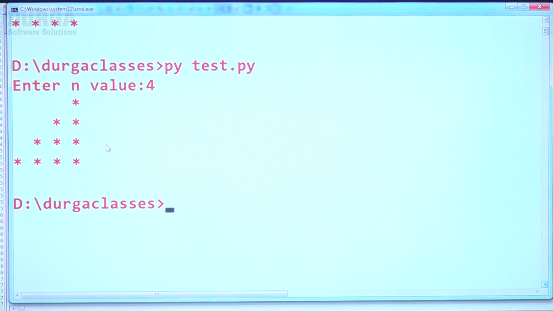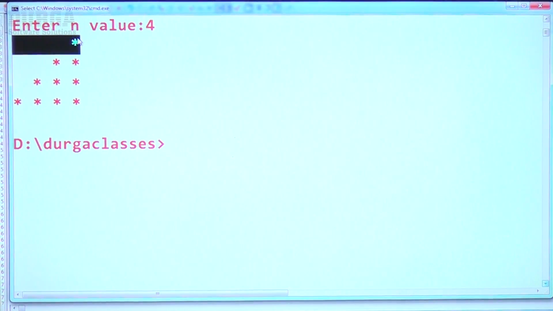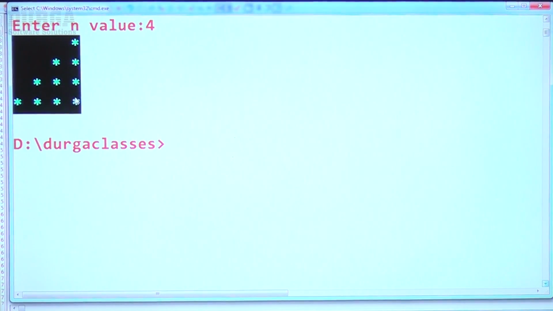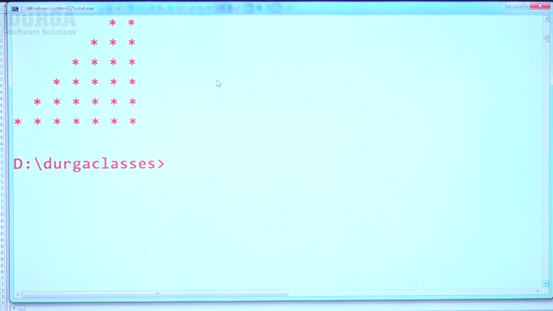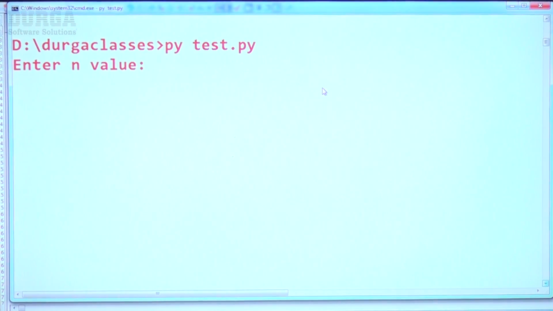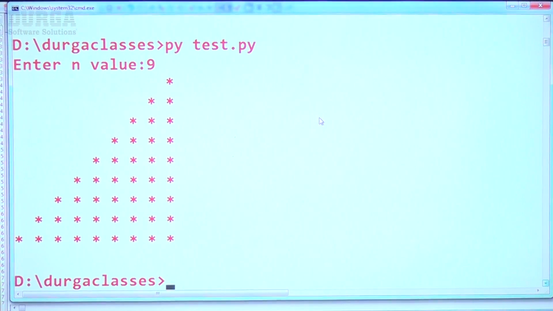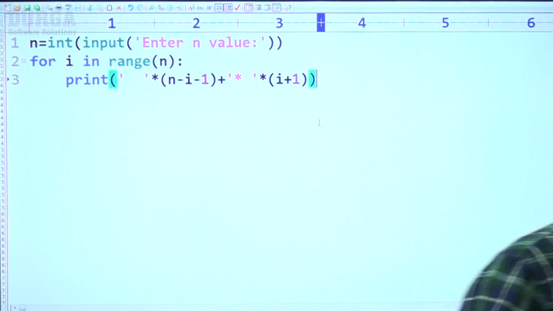Yes, perfect. Are you in the position to see, right? Yes, perfect here. So here, some multiple spaces followed by a star, next some spaces followed by 2 stars, 3 stars, and like that the first half of our required pattern is ready. Let me take n is equal to 7. Yes, perfectly it's working, sir. Let me take n is equal to 9. Yes, it's going to work. Not required to worry at all. So the first half is ready.